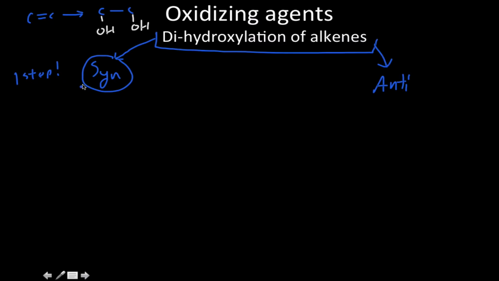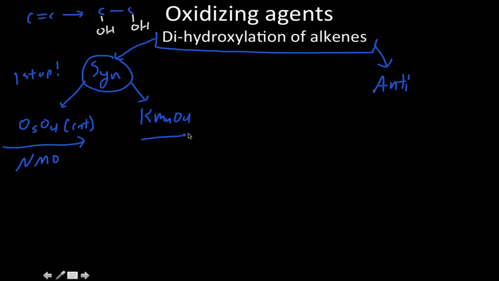There's two main reagents that I feel like I need to know for this, and that is osmium tetroxide, and I have to make sure that I specify that's in catalytic amounts, and NMO, that's a very efficient reaction, and then the potassium permanganate, I run that with sodium hydroxide and water, and that'll give me a syn addition of my alkene.